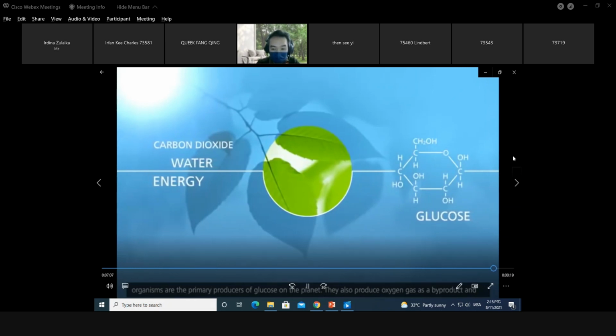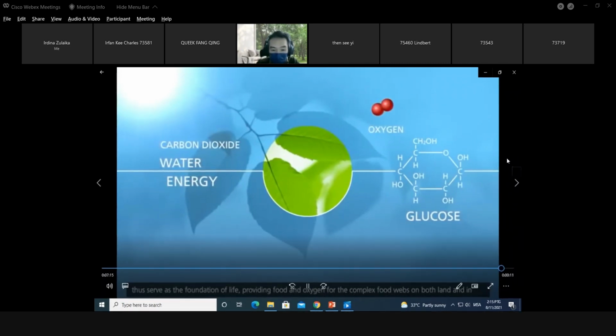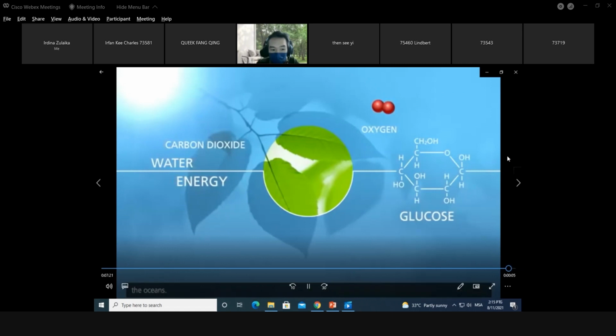By utilizing the energy of the sun, along with inputs of water and carbon dioxide, plants act as glucose factories. Photosynthetic organisms are the primary producers of glucose on the planet. They also produce oxygen gas as a byproduct, and thus serve as the foundation of life, providing food and oxygen for the complex food webs on both land and in the oceans.